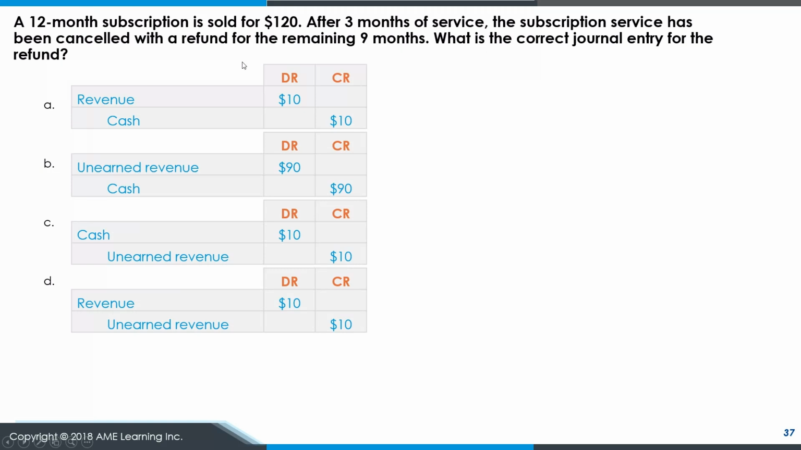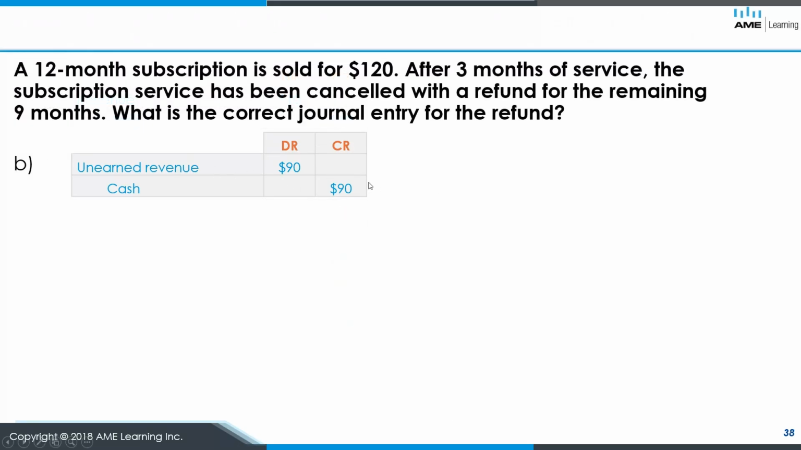So if the purchaser cancels the subscription at that point, we're going to need to remit them the unearned revenue portion, which after 3 months would be $90, right? So we decrease cash by sending that refund back to the customer, and we get rid of our liability here because we have no further liability. Them canceling the contract basically eliminates any future liability we have, and we gave them the money back, and so we're cleared out at that point. So that's B is the answer there.